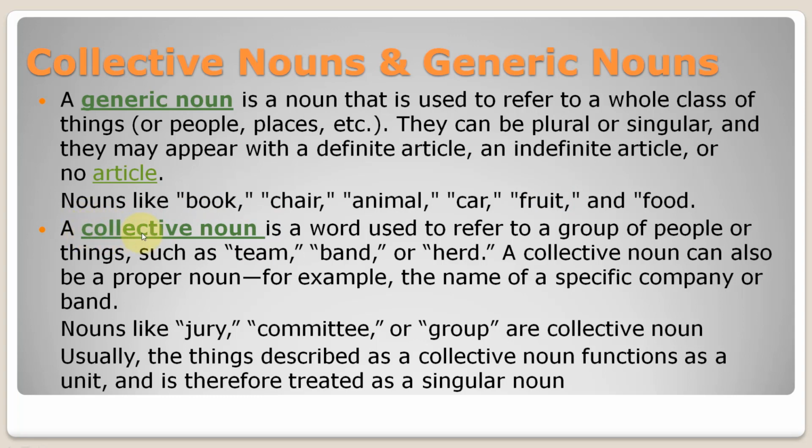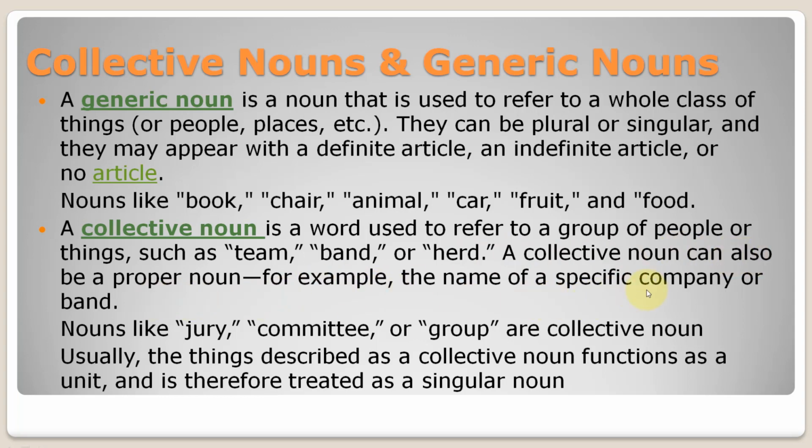For example, a collective noun I use for one particular fruit, like bunch of bananas, or one particular animal, like herd for sheep, herd of sheep, or jury for the people who are sitting in the court and observing the whole process of the trial, and then finally they are going to give their verdict. So they are one single group who are sitting in a court and doing all those things. So collective noun is the name which we use to refer to a group of people or things such as team, band or herd. A collective noun can also be a proper noun.